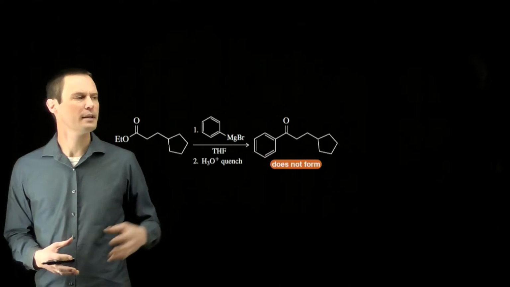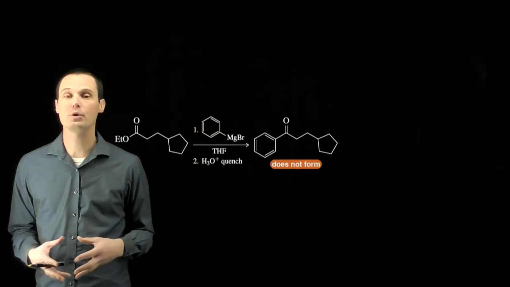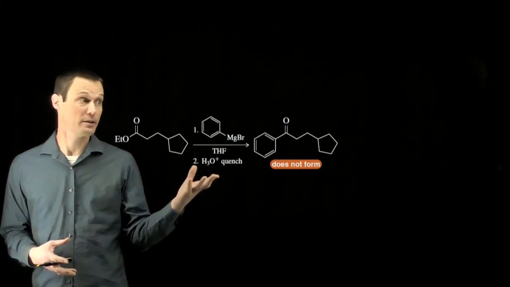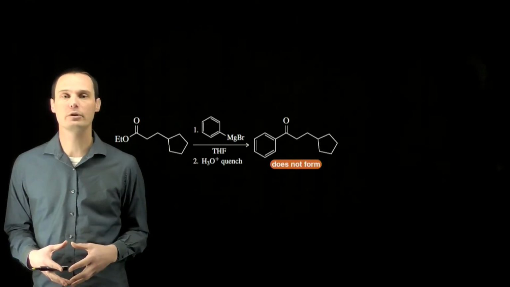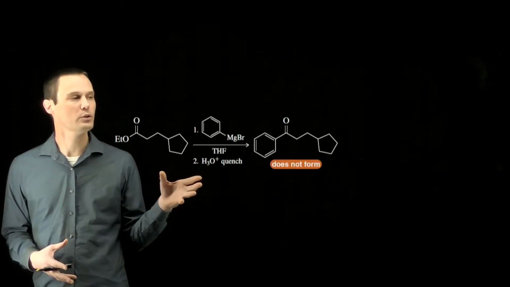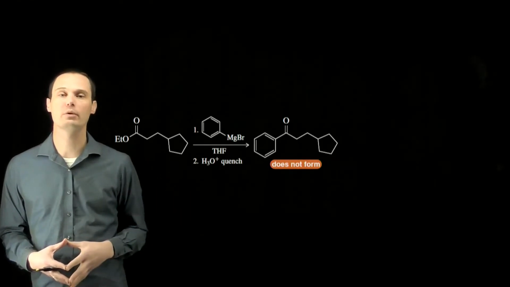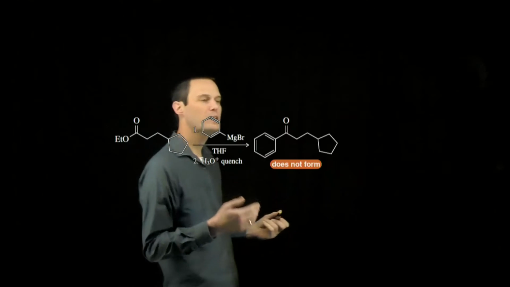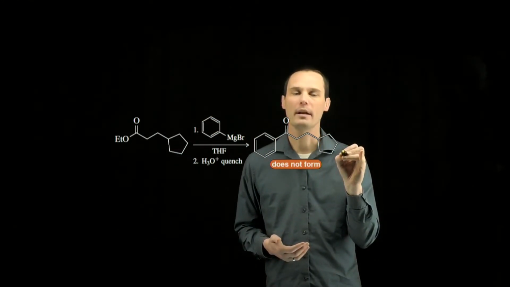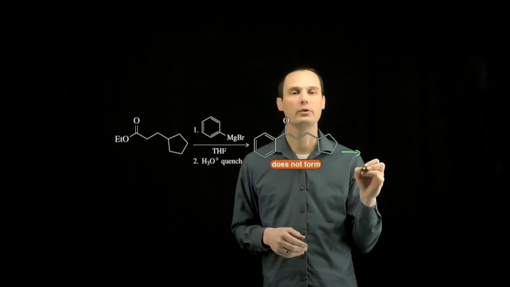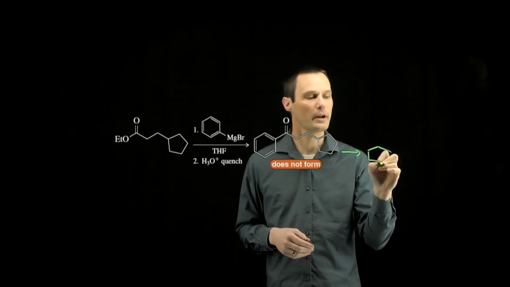Well, the problem is that ketones are also carbonyls, and they're also reactive towards Grignard reagents. In fact, they're better electrophiles than esters are, and so they'll react faster with a Grignard reagent than the original ester will. So as soon as this ketone forms, it will react again with another equivalent of the Grignard reagent. A second equivalent of the Grignard reagent will add to the carbonyl, meaning that we're going to end up with a product that has incorporated two of the Grignard reagents into the product.